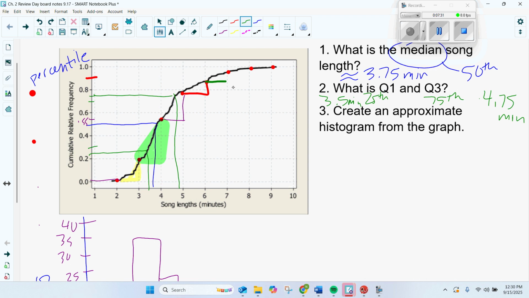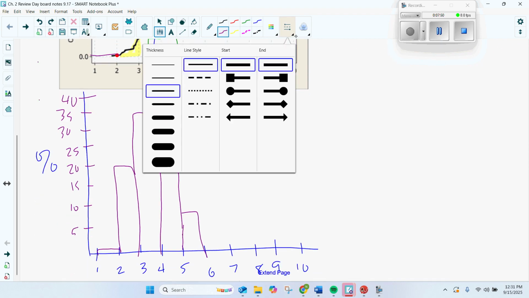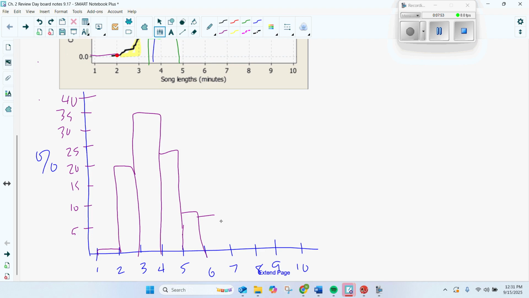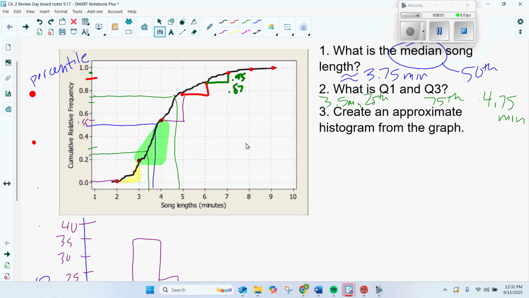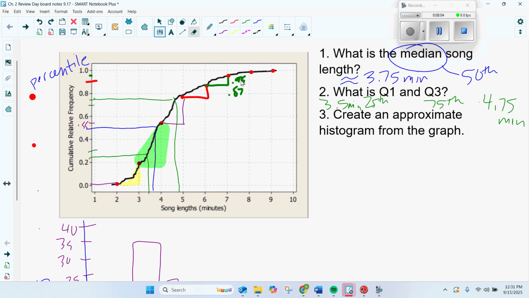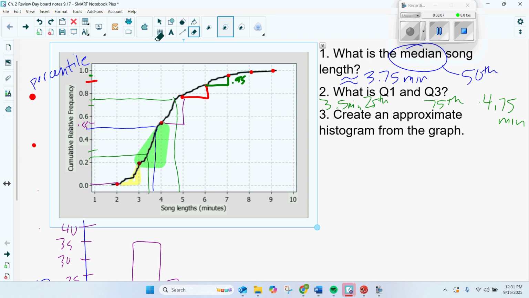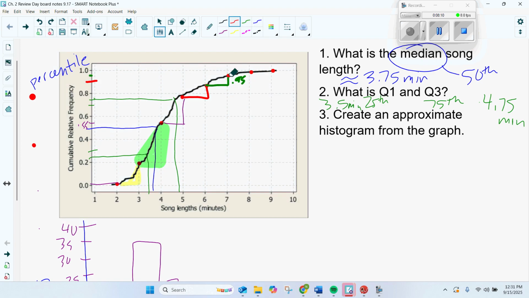And then between 6 and 7, I'm going from here to here. That's even shorter, so I called that 0.87 to 0.95 maybe. Again, I'm really just trying to estimate. So that's 8 units tall. It at least needs to show that it's less. And then remember, histograms don't have gaps in the bars. They're all attached.